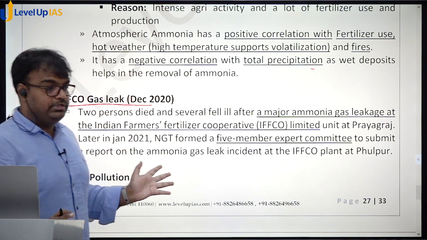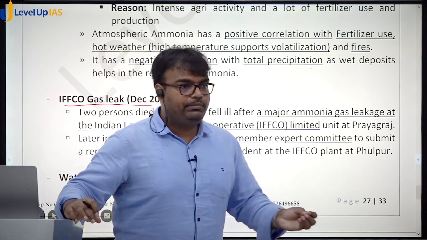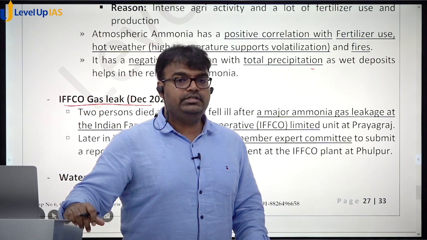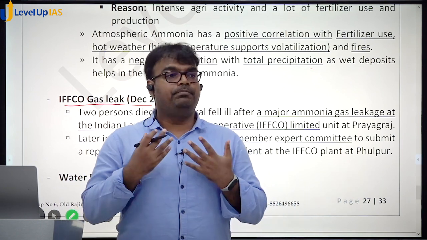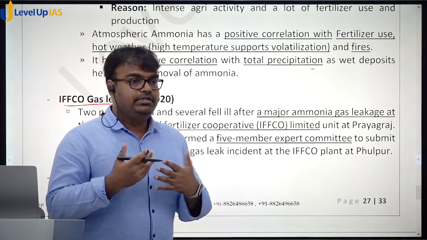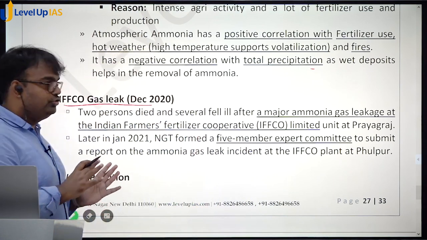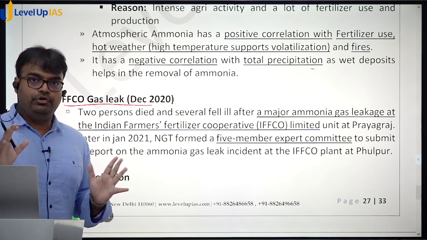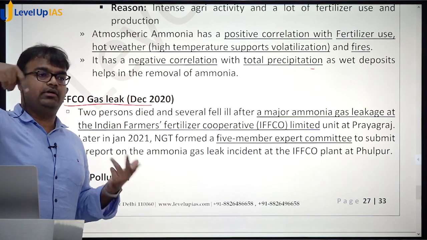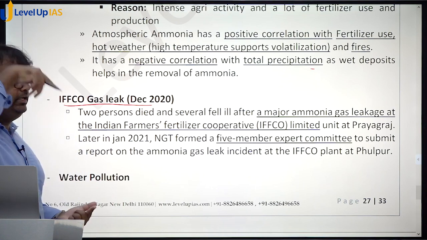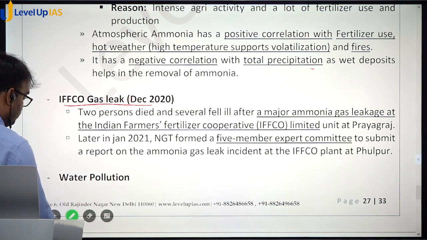But this is an example ki it's a pollutant, people were exposed to ammonia. They didn't die because of explosion and all, they died because they breathed in ammonia. Fine. So for this reason it was in news, not very important, but this will help you understand that ammonia is a pollutant and breathing in a lot of it can be problematic.